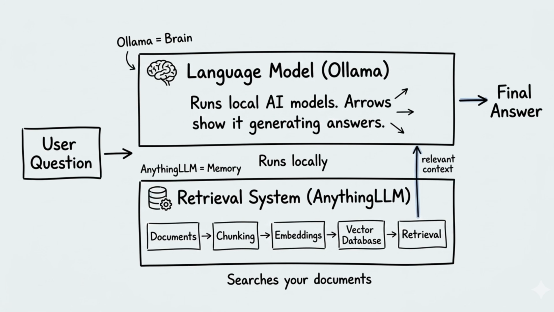Splitting your documents into chunks, converting them into searchable embeddings, storing them in a vector database, and retrieving the relevant pieces when you ask a question. So in a nutshell, Ollama provides the intelligence and AnythingLLM provides the memory. Together, you get an AI that actually reads and answers from your own documents. So let's start with Ollama.